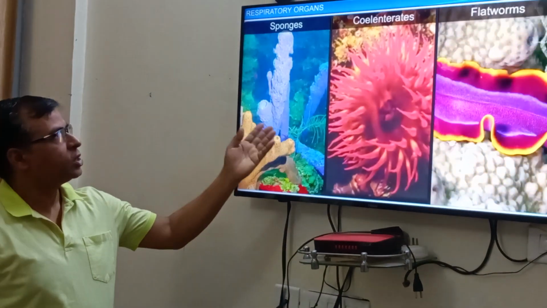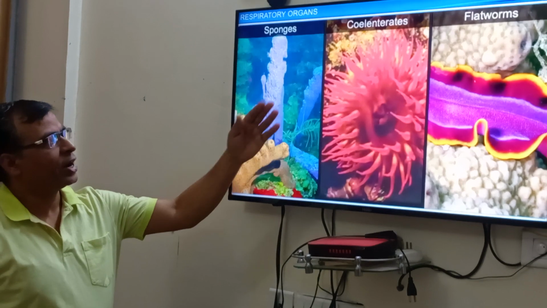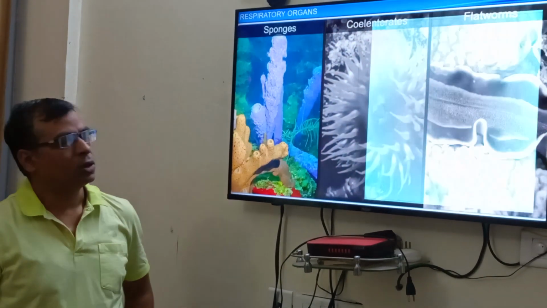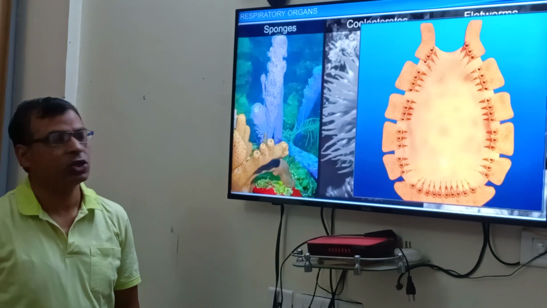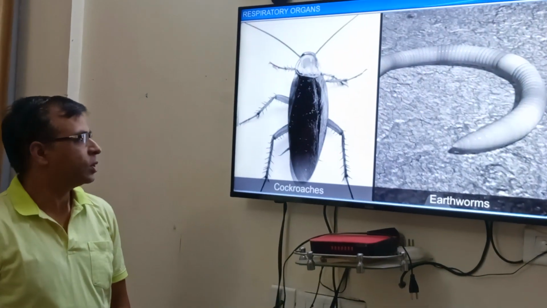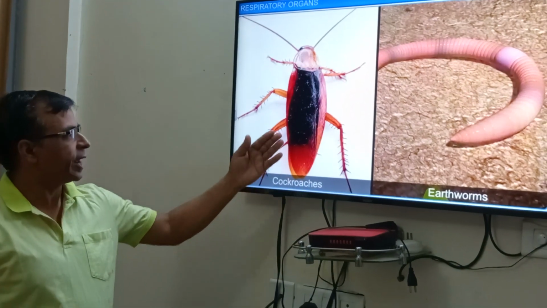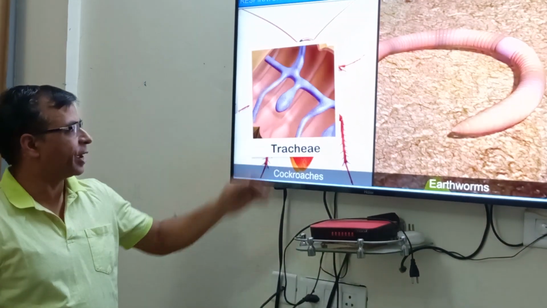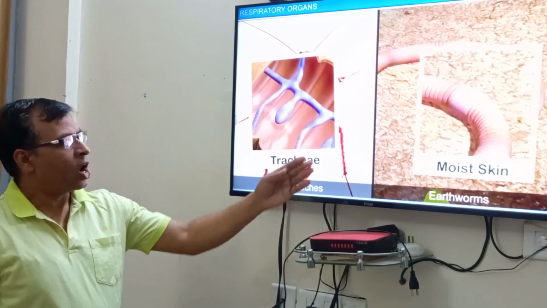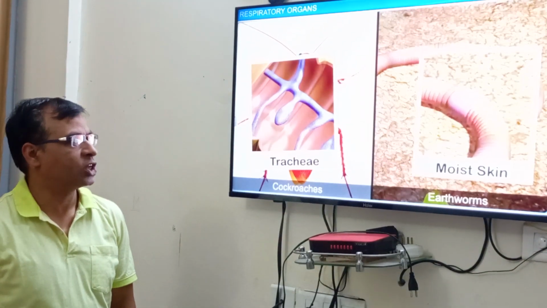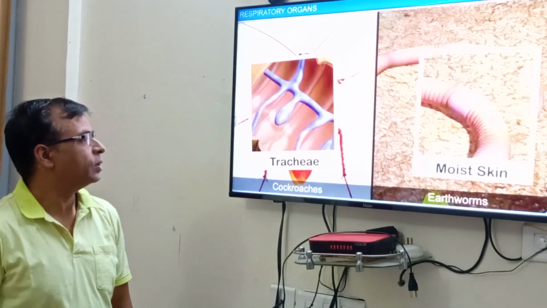In sponges, coelenterates, and flatworms, which are the lower invertebrates, the simple diffusion method is used for breathing. Insects like cockroaches use a network of tracheae, and earthworms use moist skin for exchange of gases.